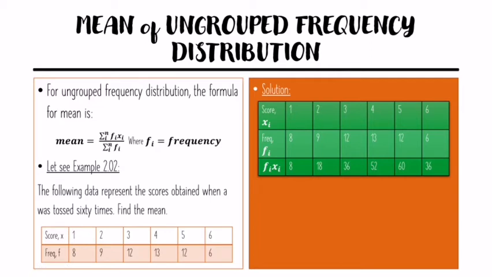But this is not the mean yet. To calculate the mean, you have to sum all the fi xi: 8 plus 18 plus 36 plus 52 plus 60 plus 36, divided by the summation of the frequency, so divided by 8 plus 9 plus 12 plus 13 plus 12 plus 6. So you get the mean equal to 3.5. That is how you calculate mean of ungrouped frequency distribution.